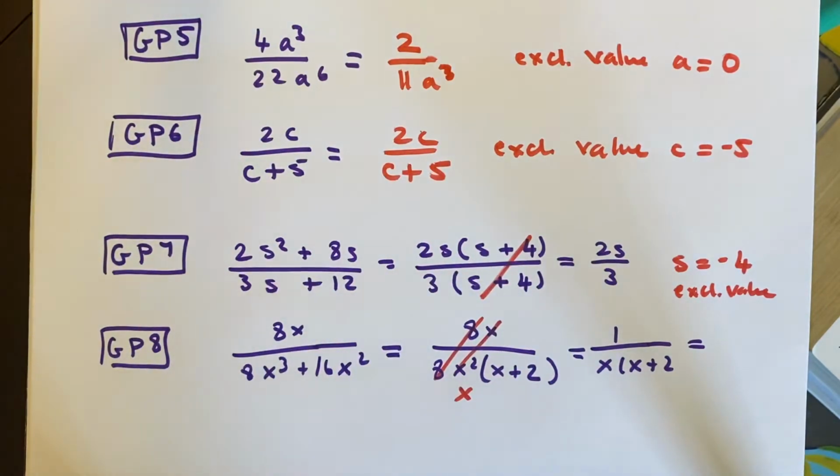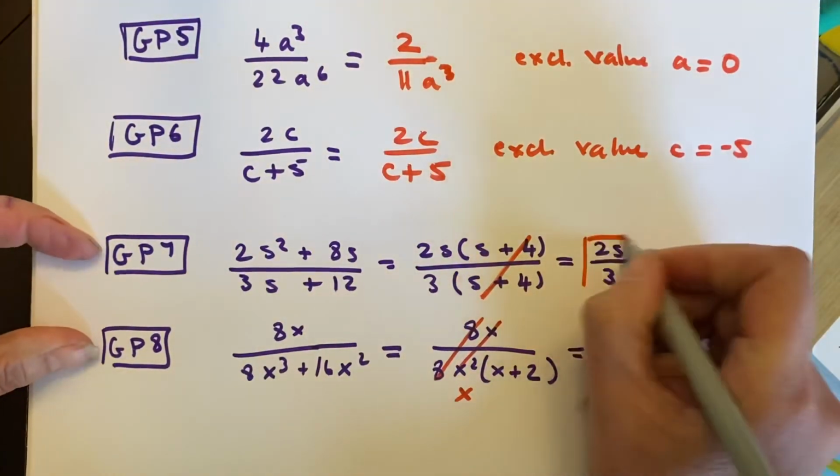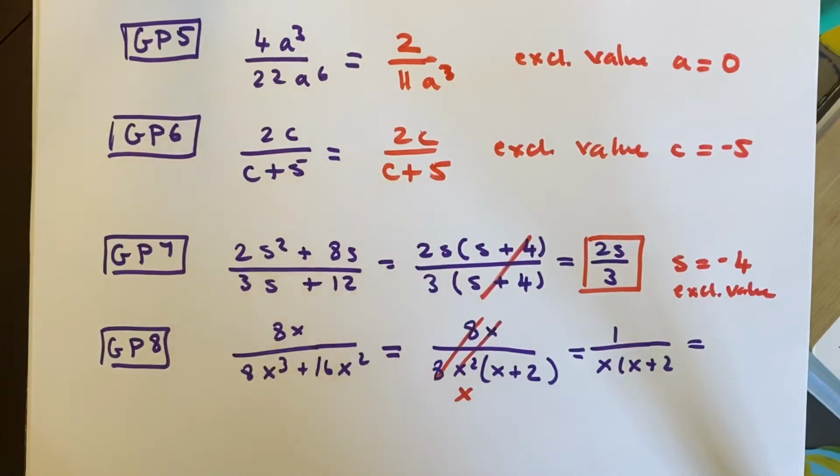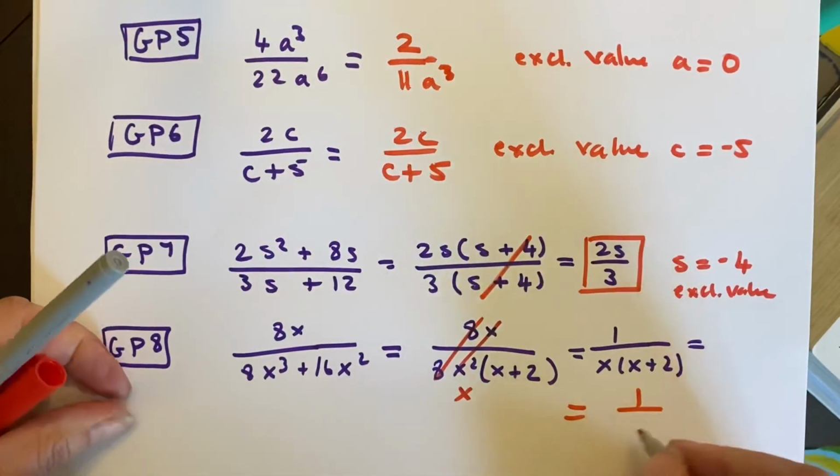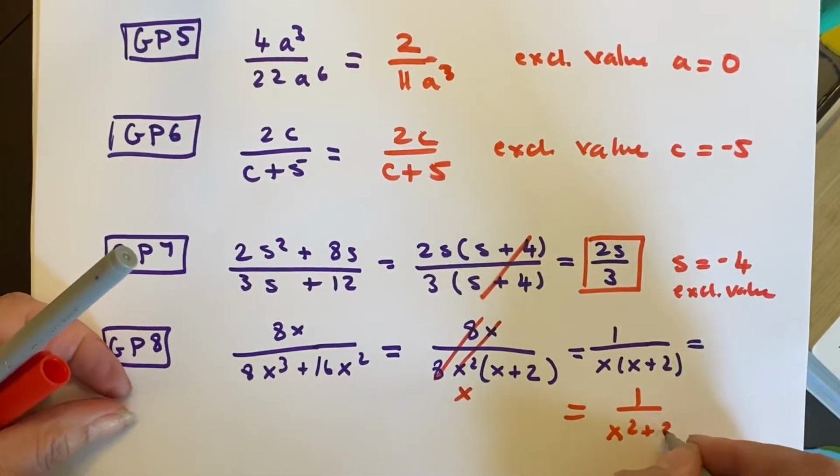I should have made them in red and been consistent. I'm seeing how inconsistent I'm being. So let me write at least this answer properly. And that answer is going to be 1 over x squared plus 2x.